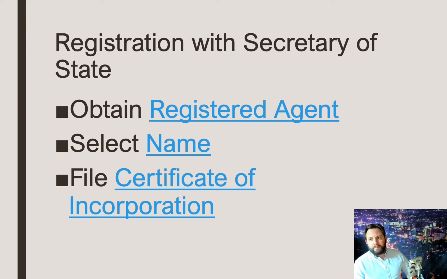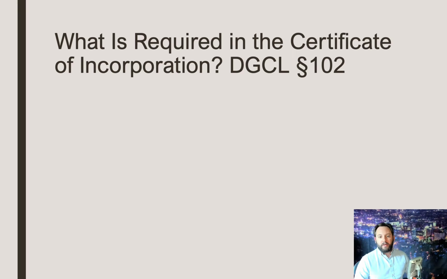Once you've got your certificate of incorporation, you're going to register it with the Secretary of State. They're going to require that you have a registered agent, which means if you don't live in the state, you have to have someone who's willing to accept your mail so that you can be sued in the state. That can cost you $50 to $350 a year in an annual fee. You'll select your name and you'll file your incorporation paperwork.